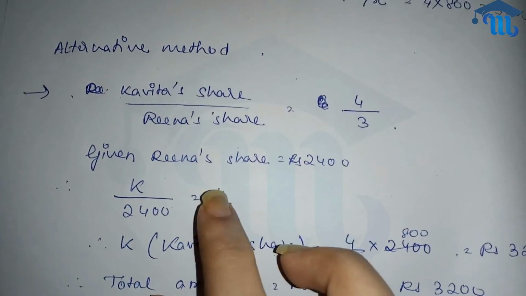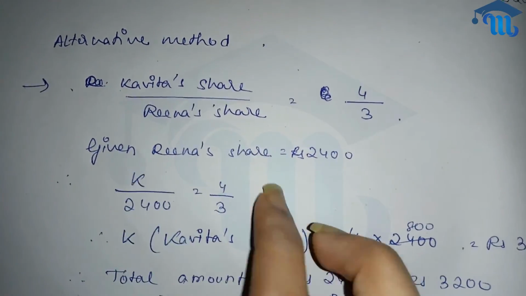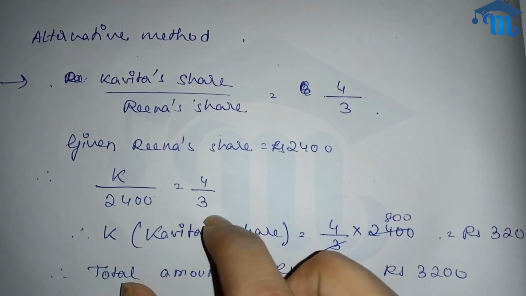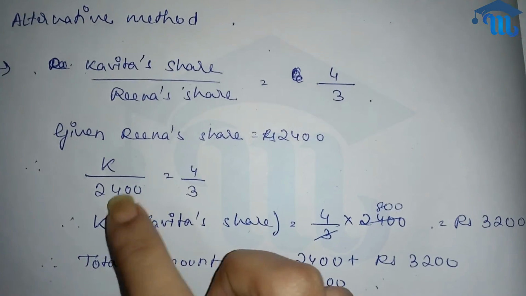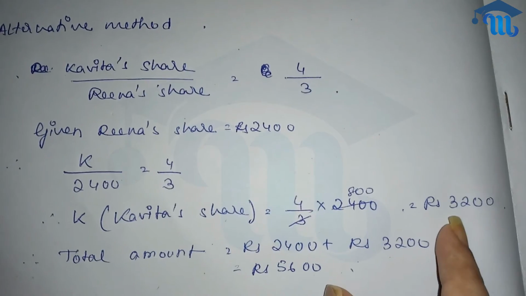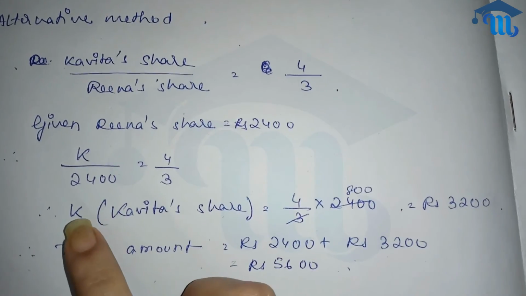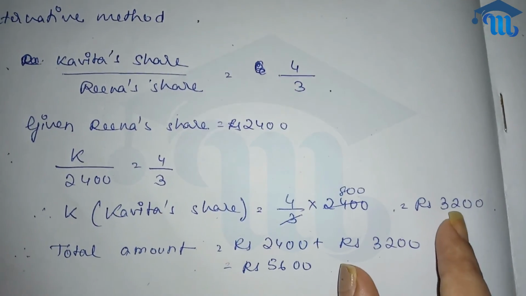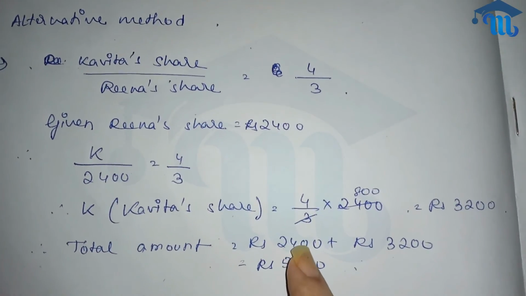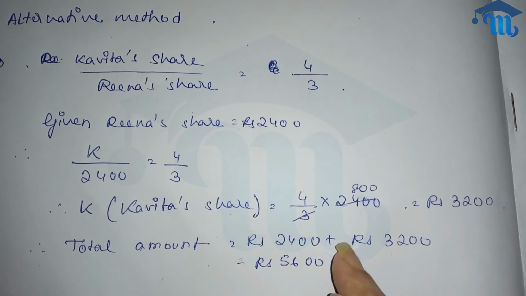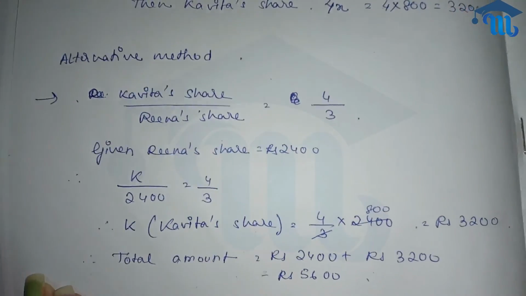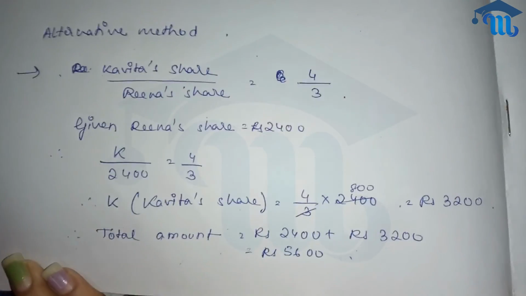From this, only one thing is unknown, Kavita's share. You can calculate Kavita's share, that is 4 by 3 into 2400. 2400 comes to this side, so that is getting multiplied. 4 by 3 into 2400. That is how you get Kavita's share, that is rupees 3,200, and hence from that you can get the total amount, that is 2400 plus 3200, you get 5,600 rupees. Okay, so that is the alternative method.